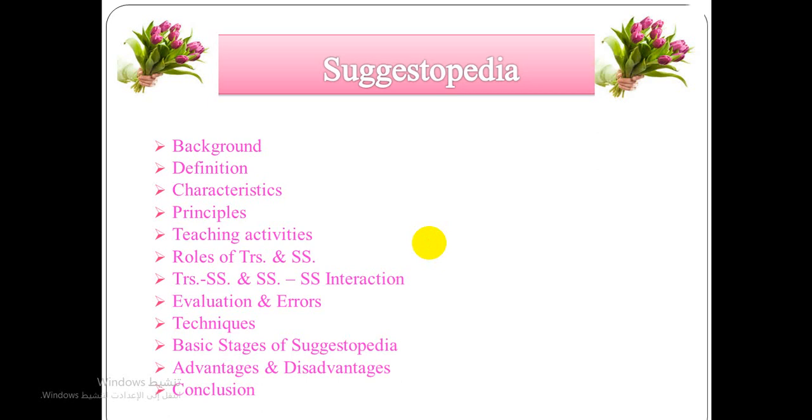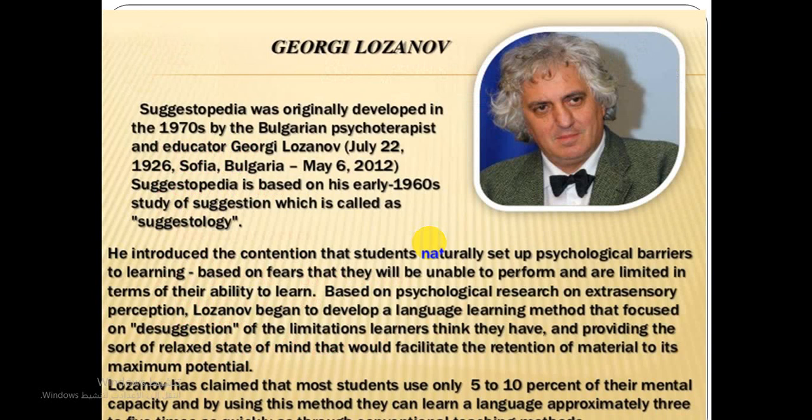Firstly, about the background of this method, Suggestopedia. Suggestopedia is one of the humanistic approaches, developed in the 1970s. It is based on the idea that people, as they get older, inhibit their learning to conform to the social norms, and in order to reactivate the capabilities they used as children, teachers have to use the power of suggestion.